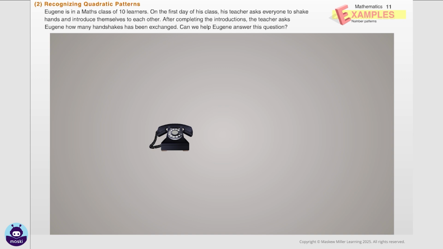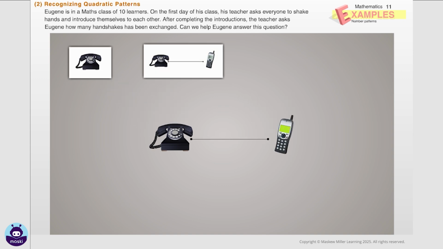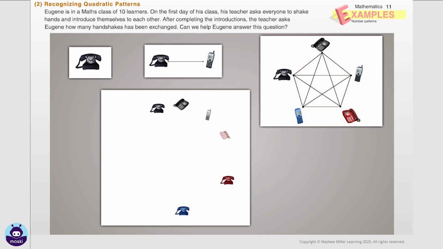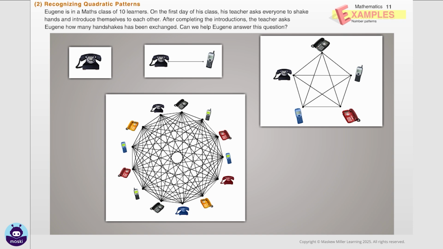For example, notice that a single phone can make no connection, while 2 phones can make only 1 connection. 5 phones can make 10, while 13 phones can make 78 connections. As the number of phones increases, the number of possible connections increases faster and faster. No wonder that the cell phone companies are trying to sell more and more phones to increase the number of connections and hence their profits faster.